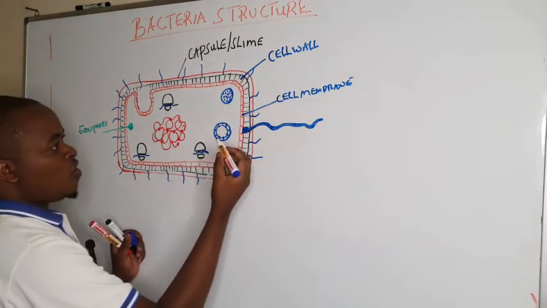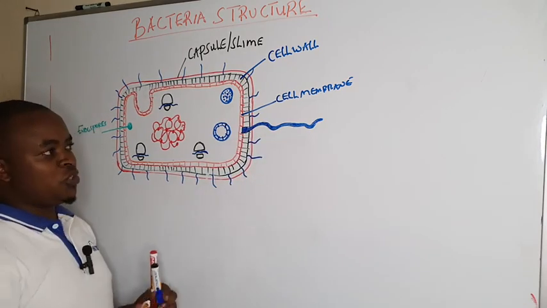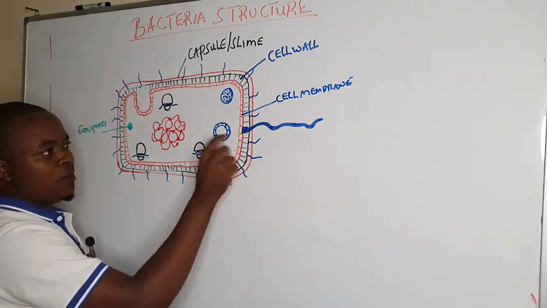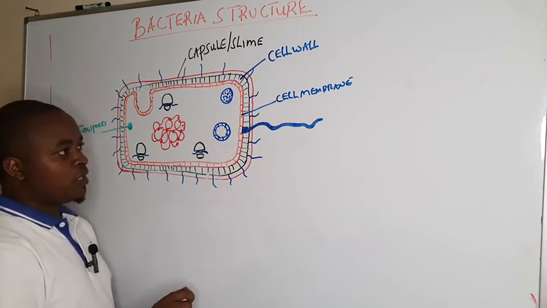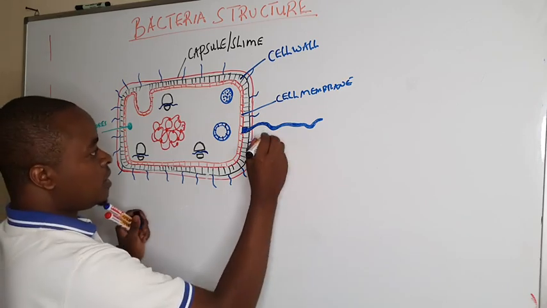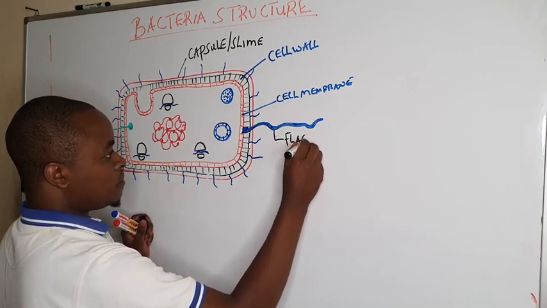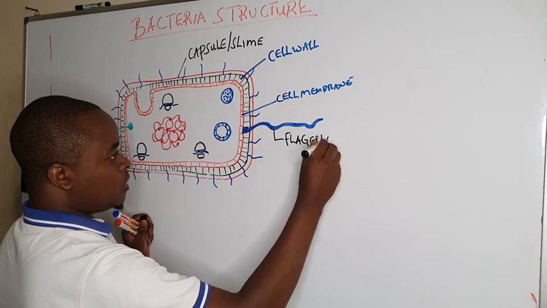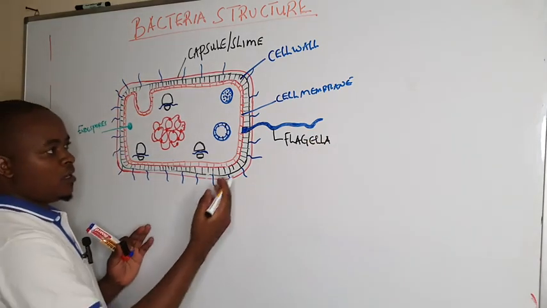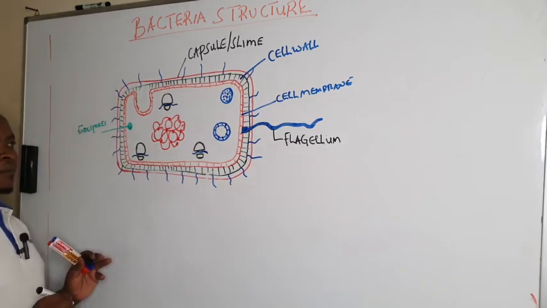Then on the cell membrane, we have a hair-like appendage which is very long, attached to it with the basal body, and this one we call a flagella. So this is named as flagella. When it is one, you can call it flagellum, but when there are many, they are flagella. So this one, since it is one, we can call it a flagellum.